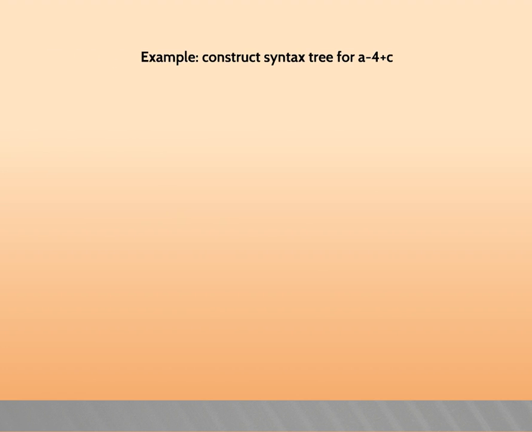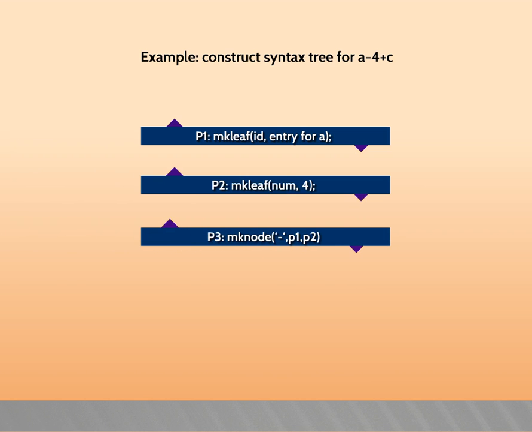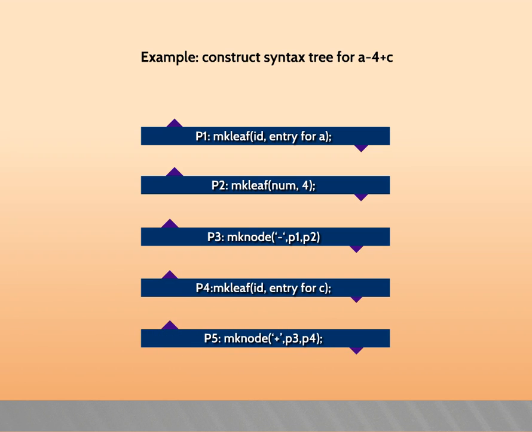Example, construct the syntax tree for a minus 4 plus c. P1 equals mkleaf(id, entry for a). P2 equals mkleaf(num, 4). P3 equals mknode(minus, P1, P2). P4 equals mkleaf(id, entry for c). P5 equals mknode(plus, P3, P4).